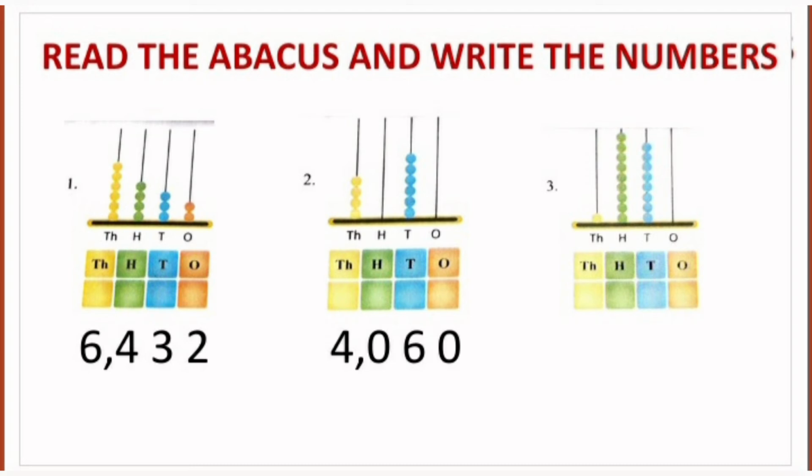That is, in the ones place, you can see two beads, so it's written 2. In the tens place, you can see 3 beads, so it's written 3. In the hundreds place, you can see 4 beads, so it's written 4. On the thousands rod, you can see 6 yellow beads are shown. Fine, so it's written 6. So the number becomes 6432.